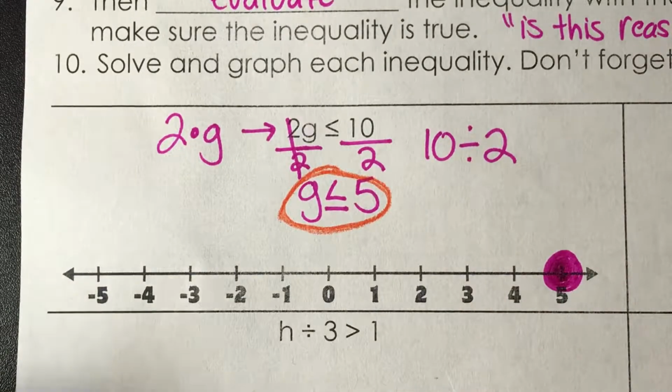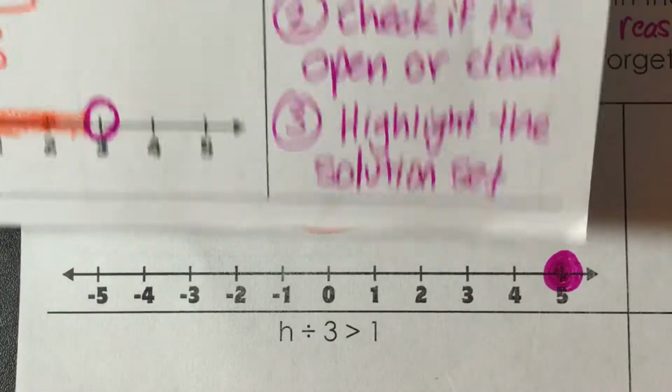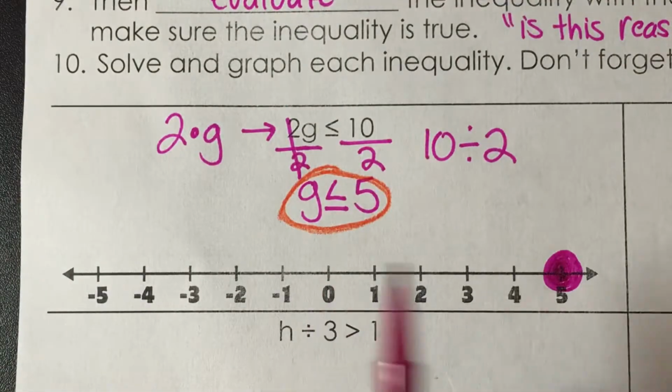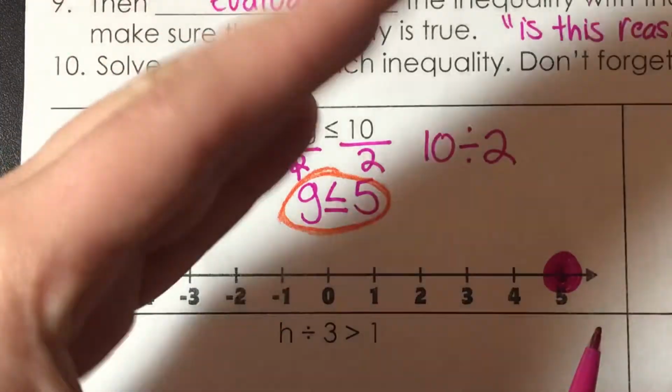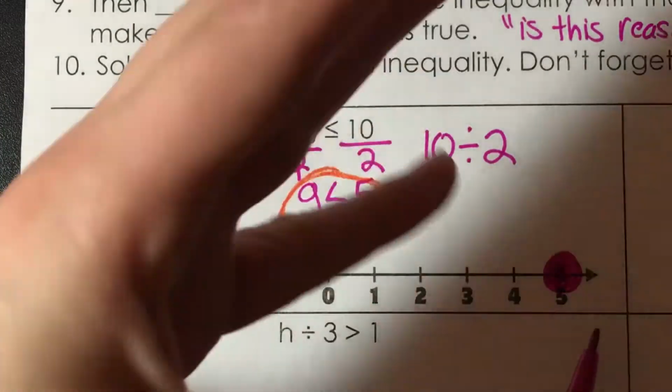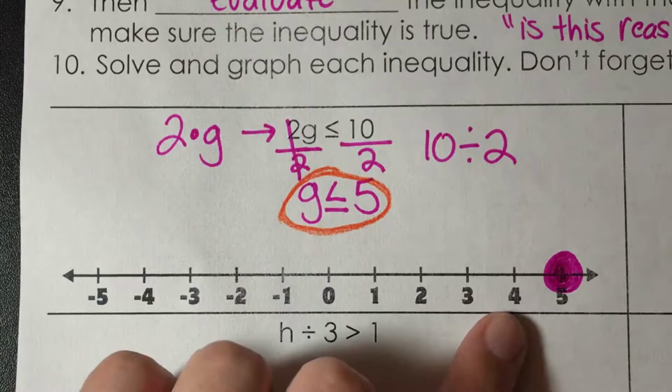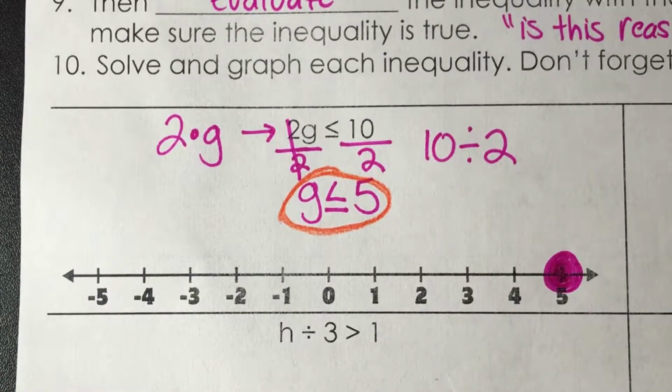And then the very last step, I need to highlight the solution set, the numbers that make this true. So I'm going to read it again. G is less than or equal to 5. The alligator's eating the 5. So that means G is any number smaller than 5. 4 is smaller than 5.